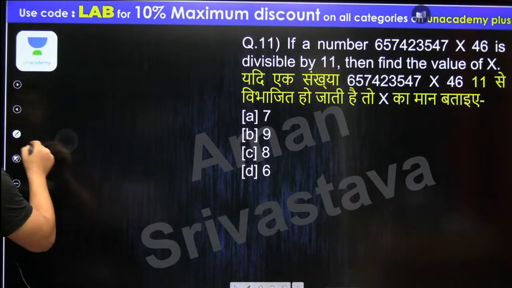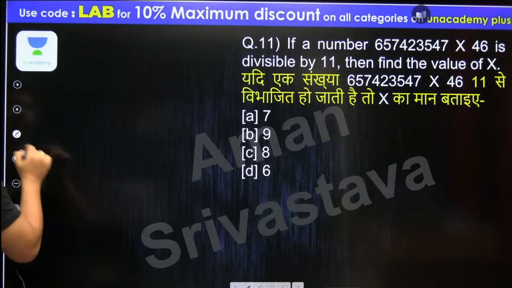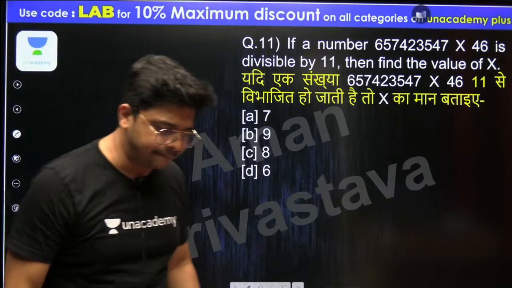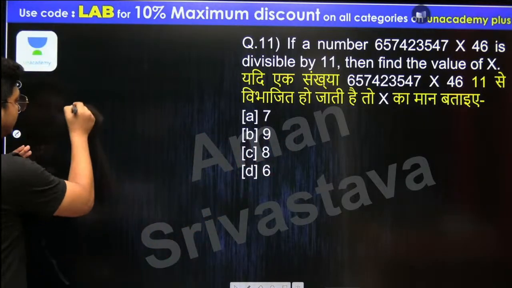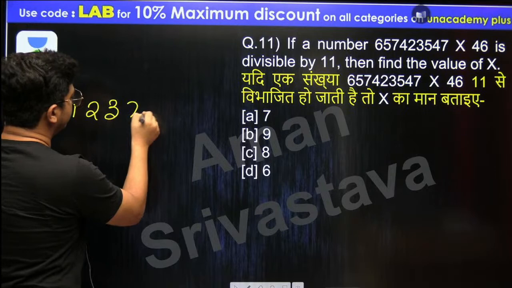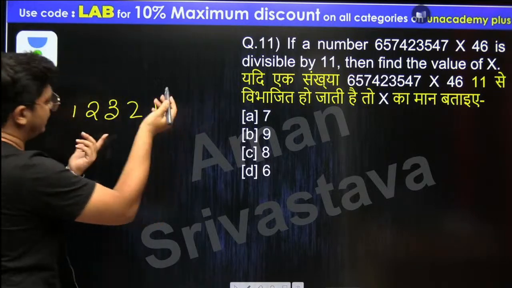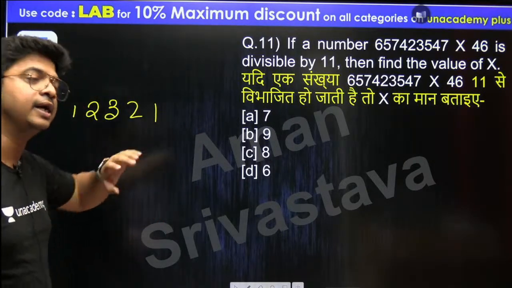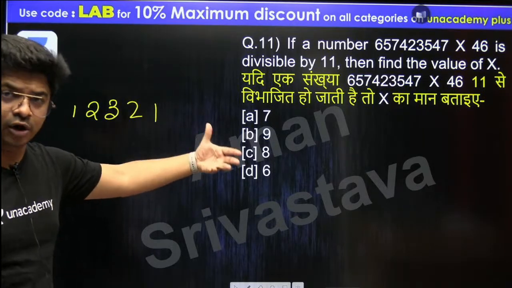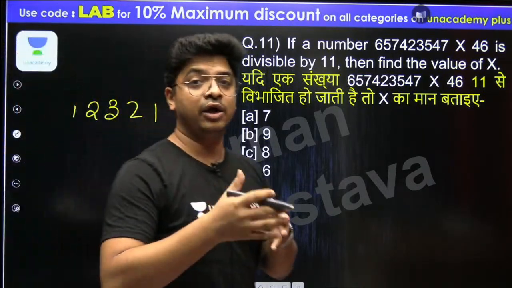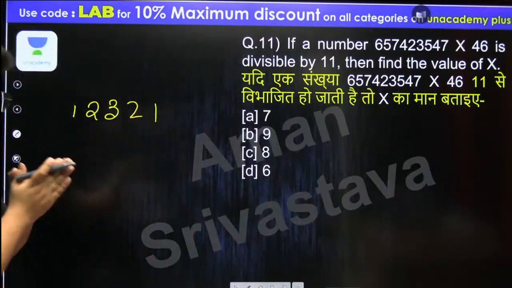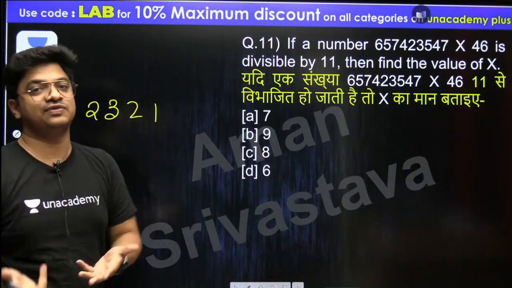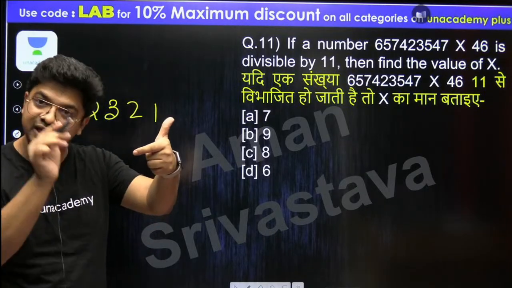Let's take up one more example. It's a good example. Let's take any number for that matter, say 1, 2, 3, 2, 1. Let's take this number only. Now let's see whether we can apply that formula of divisibility that we have just studied. First of all, I'll try to group these numbers in pairs of 2, as we have already discussed.